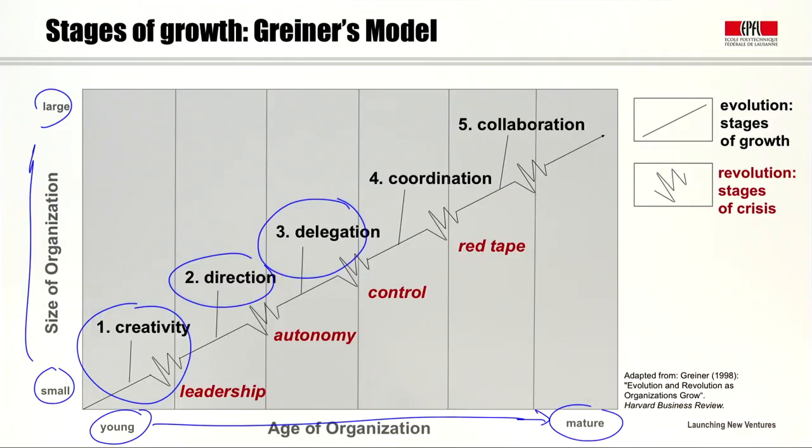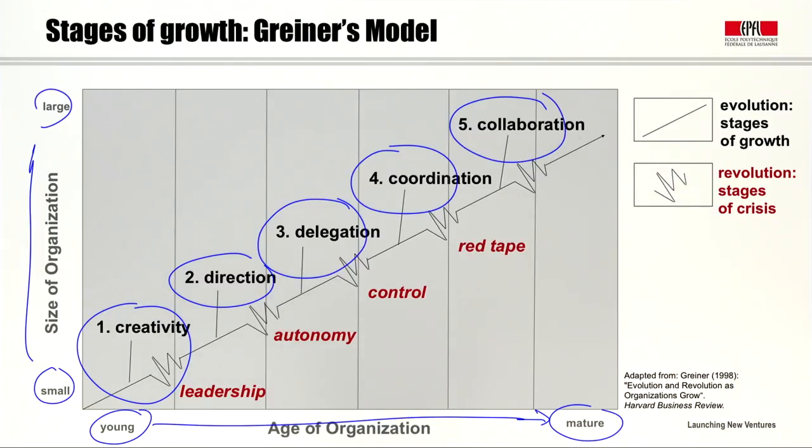Big literature in sociology on this. Very, very difficult to have an organization grow in an uncoordinated fashion. And so you end up with a crisis of control eventually. And then you move on to the next phase, which is the coordination phase, getting much bigger. And then you turn into some kind of bureaucracy. And that's where the red tape crisis comes from. And then you are in a stage of collaboration in a much more mature company.